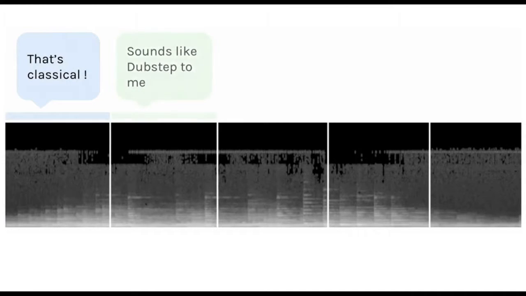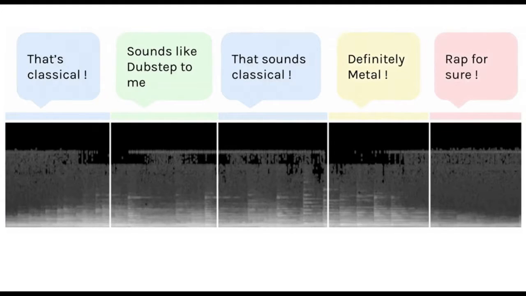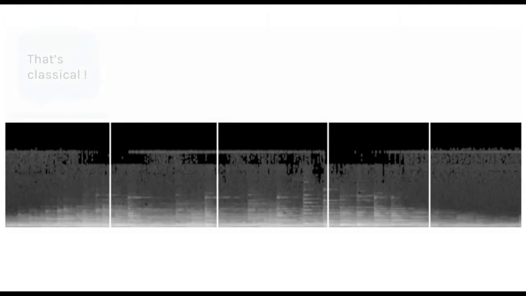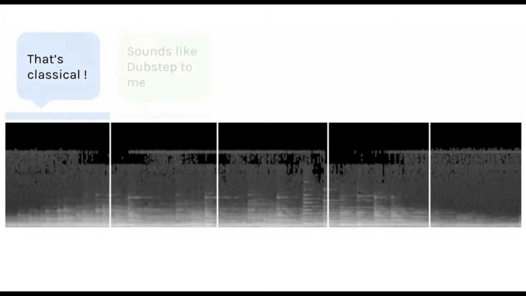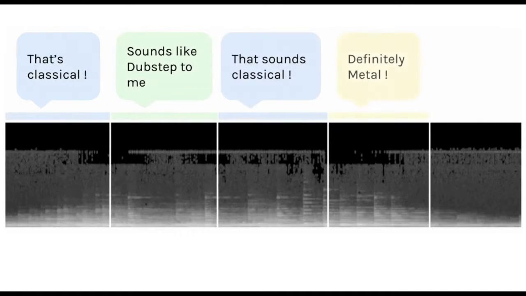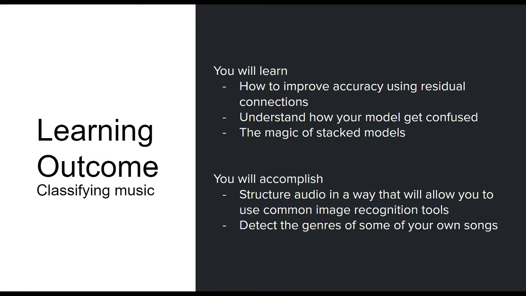So, for example, you see a waveform, that's classical, or it sounds like dubstep, or definitely metal. So how can you use an algorithm to automatically do that for you? And in doing so, what you do is you make music personalized for users all over the world.